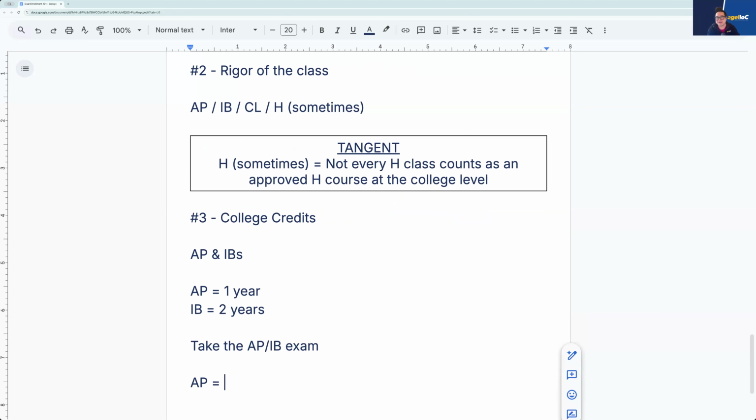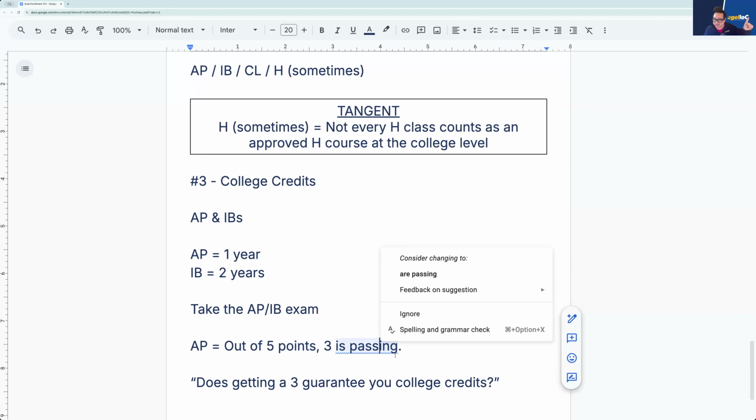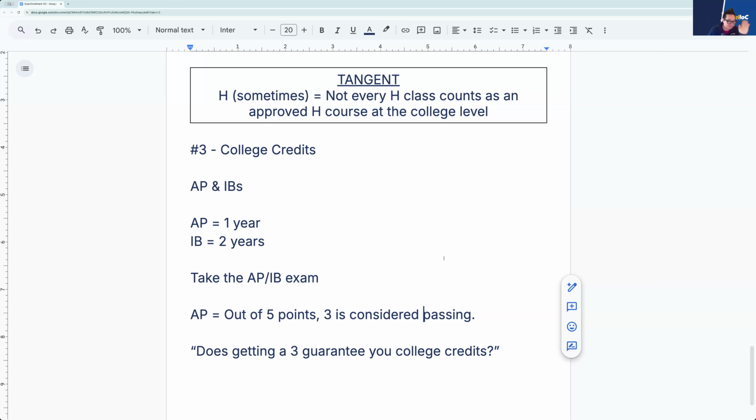The AP exam is out of 5 points, and 3 is passing. But really quick, a question in the chat: does getting a 3 guarantee you college credits? 3 is considered passing. Really fast in the chat, go ahead and drop a yes or a no. Pop quiz, just interactions, so you guys are not just listening to my beautiful voice. Thus, getting a 3, which is passing, for the record, does that guarantee you college credits? I see a few yeses, I see a few nos. We're torn.